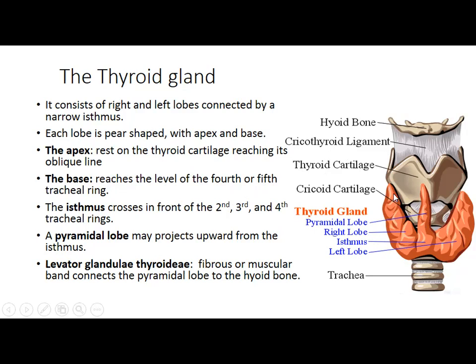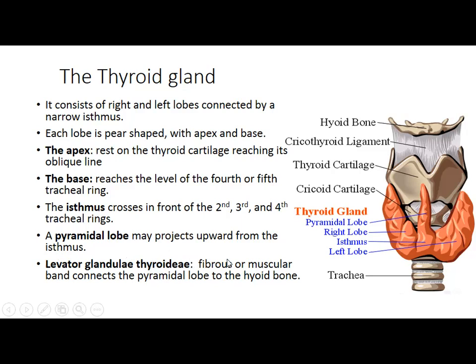So this is the extension of each lobe on the right and left side. The isthmus crosses in front of the second, third, and fourth tracheal rings. If you see here, this is the isthmus connecting the right and left lobe. It will be slightly higher up, at the second, third, and fourth tracheal rings, but the base can go up to the sixth tracheal ring. The pyramidal lobe may project upwards from the isthmus. If you can see here, there might be an additional lobe coming from the isthmus. This is called the pyramidal lobe. It might be present or it might not be present.